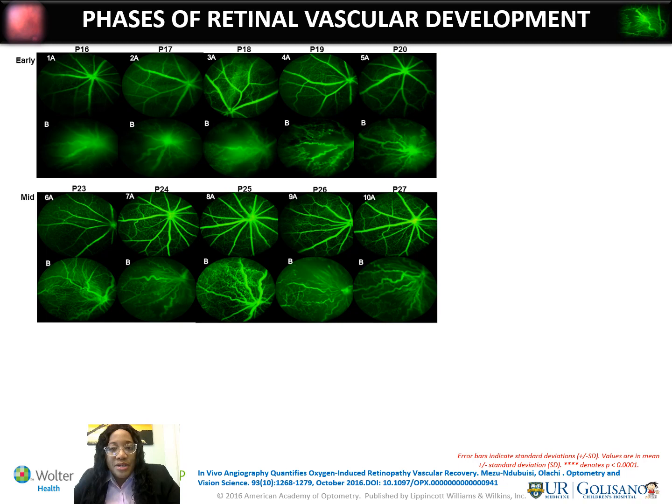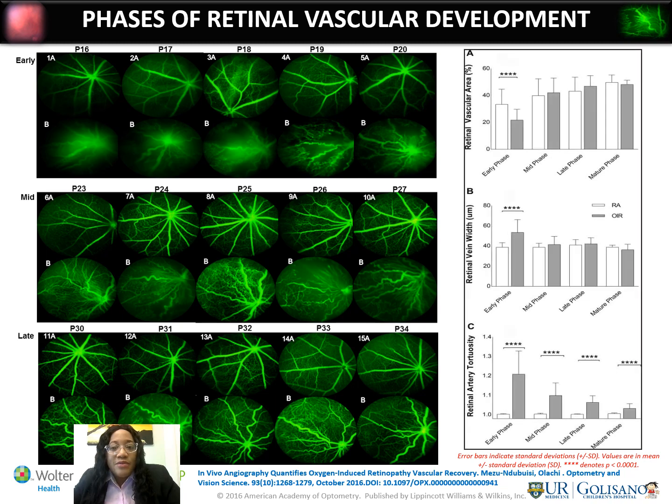Mid-phase from P23 to P27 showed some recovery of abnormal vascular features, and late phase from P30 to P34 showed full peripheral vascular coverage, normal vein width, but persistent arterial tortuosity. Percent retinal vascular area showed the greatest difference between OIR and room air mice in the early phase. Retinal vein width was wider in OIR mice in early phase too. However, retinal artery tortuosity was markedly increased in OIR mice in each phase studied, so arterial tortuosity may be a more reliable marker of OIR recovery or severity.